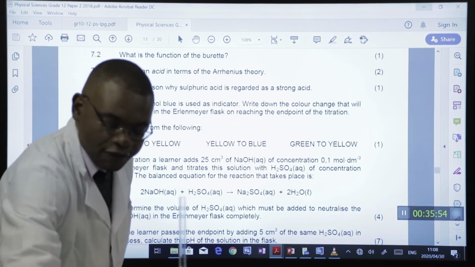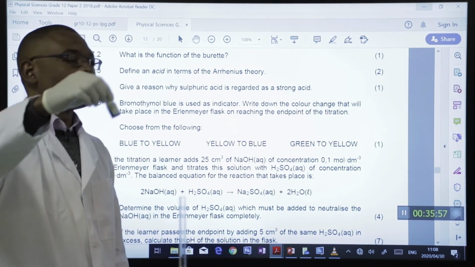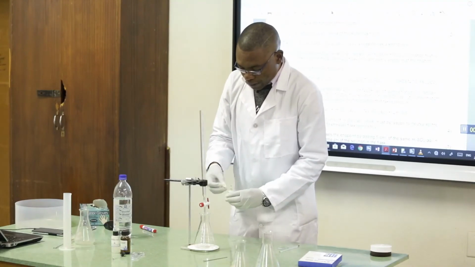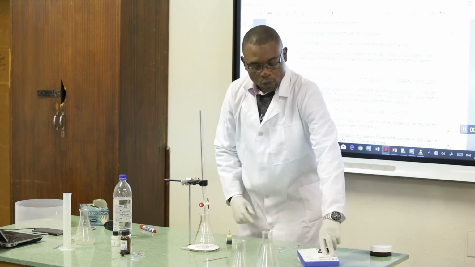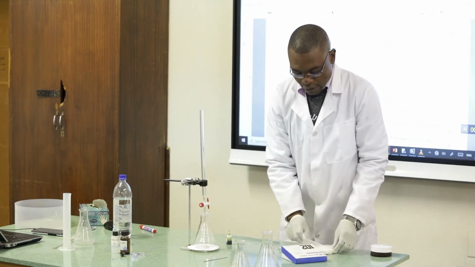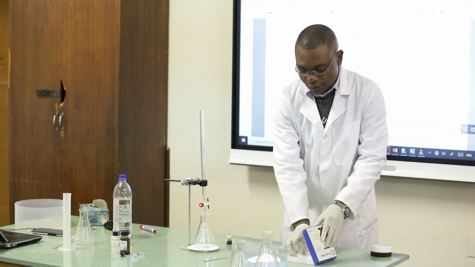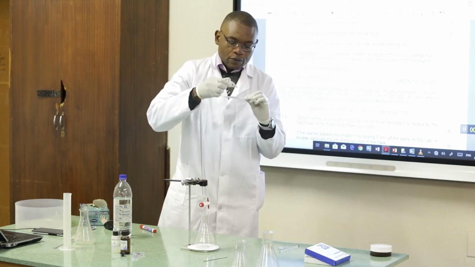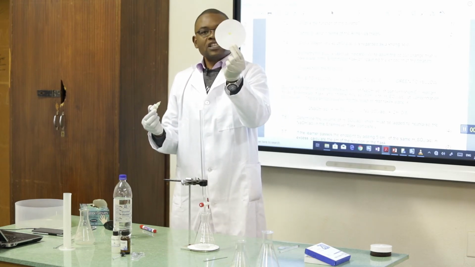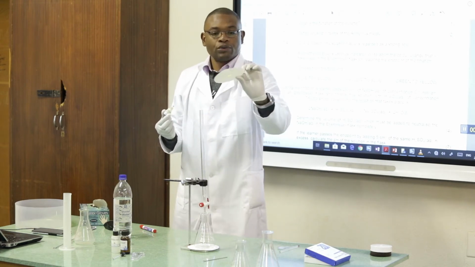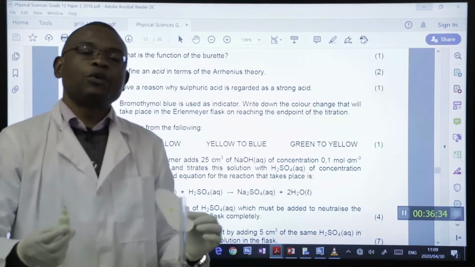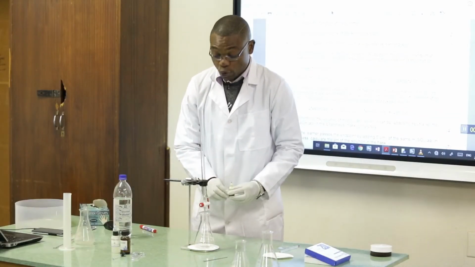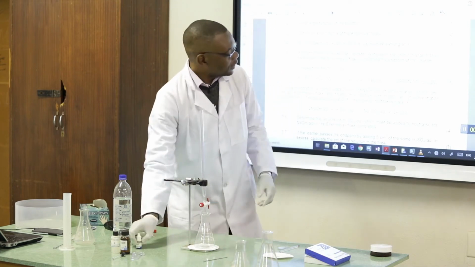So the first thing is, do you even know the initial color of this bromothymol blue? I can quickly show you by putting a drop on a white filter paper like this one, so that you see the initial color of bromothymol blue. Here it is. Its name is bromothymol blue, but it does not look blue here. But we want to see it. If we put it in sodium hydroxide, is it going to remain with this green color, or will it change to blue? We are going to see that as we get into the reaction.